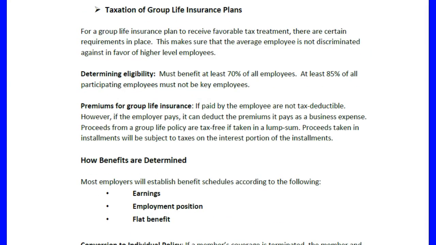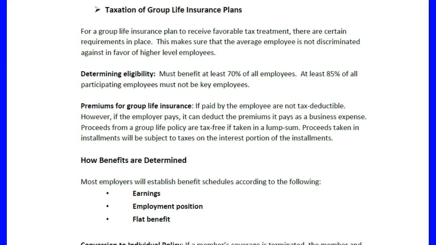Taxation. This is important here. For group life insurance to receive favorable tax treatment, certain requirements must be in place. Eligibility must benefit at least 70%, and at least 85% must not be key employees.